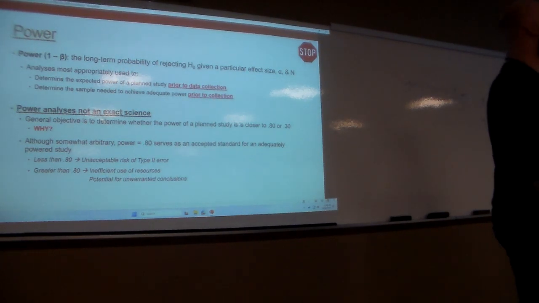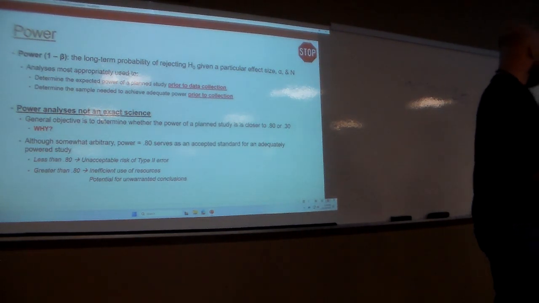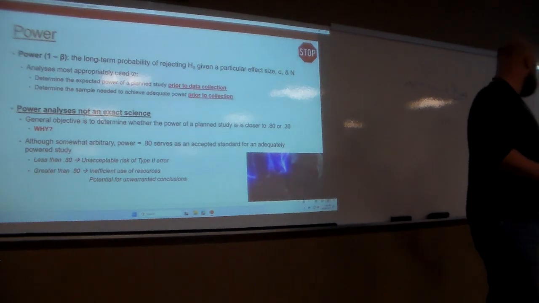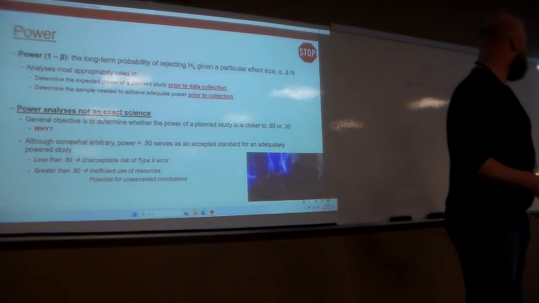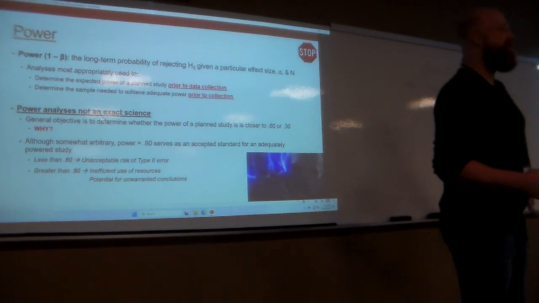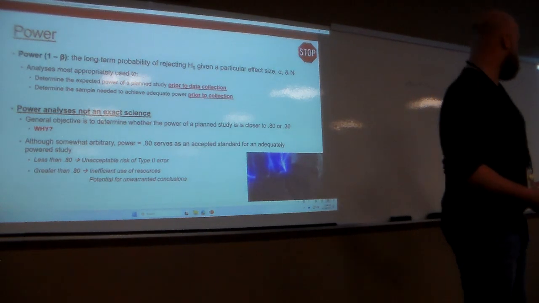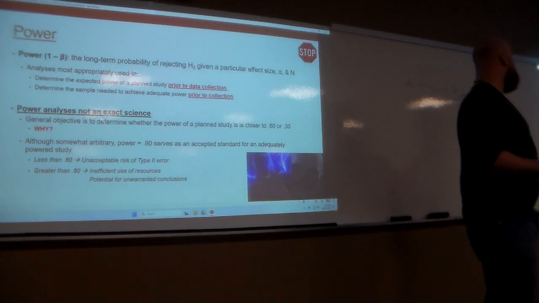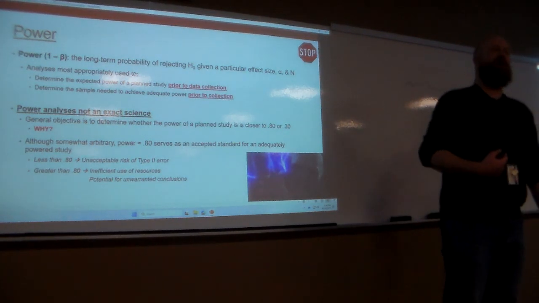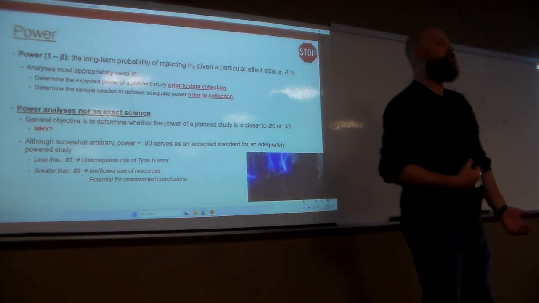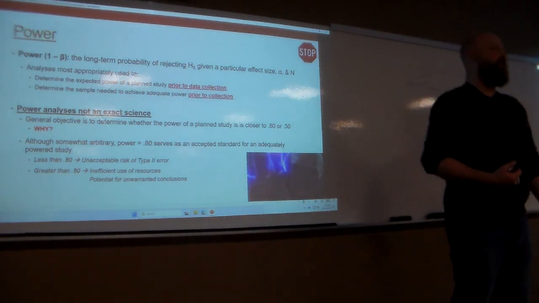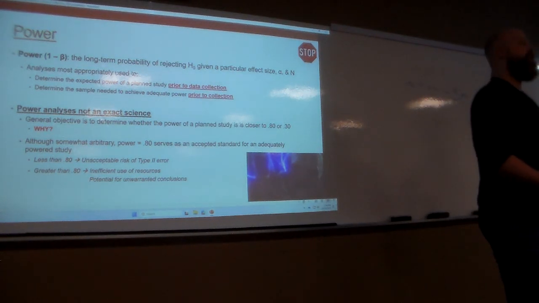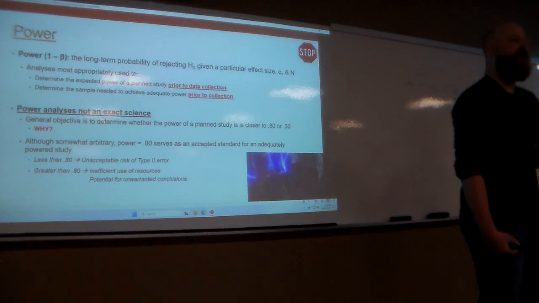In our science, power equal to 0.8 is our accepted standard for adequate power, okay? If I have less than 0.8, the idea is that I have an unacceptable risk of type 2 error, right? If my power is 0.5, I'm basically saying, if I run this study, it's a coin flip on whether or not I'm going to detect this effect or not, right?